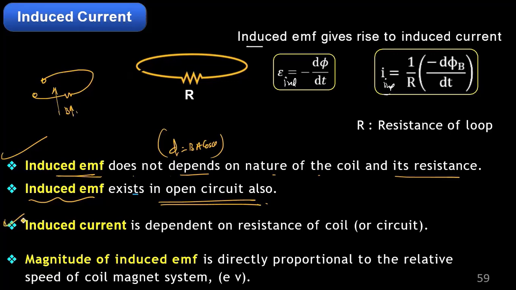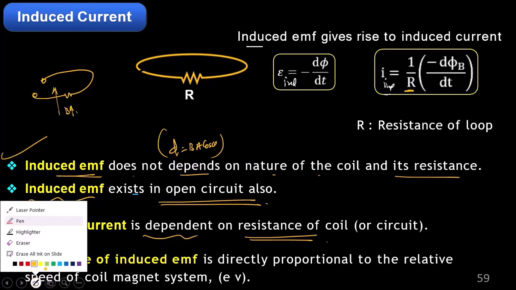But induced current is dependent on the resistance of the coil. Why? Because inside the induced current, the R number will come, and R is a material property. The magnitude of induced EMF is directly proportional to the relative speed of the coil-magnet system, that means how fast they are moving. So induced EMF is generated even if the circuit is open.